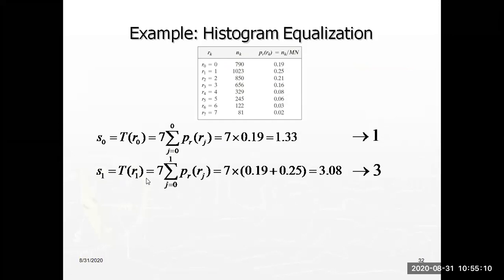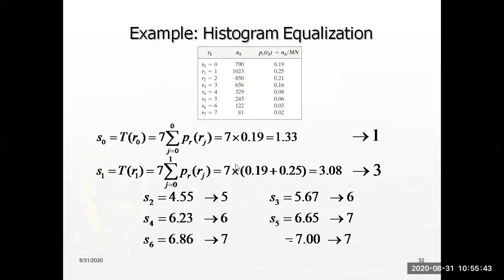S1 equals P_R of R1 equals 7 in summation from 0 to 1. In the third case, S2 is summation from 0 to 2. Okay, that you will calculate yourself, don't worry. So here 7 into how many probabilities do we have to add? First and second: 0.19 plus 0.25, and your value will be modified to your S_K, that means S1 equals, these are all S_K values, S0 to S1, S2, S3, all are S_K. The value is 3.08. Okay, but it equals 3.